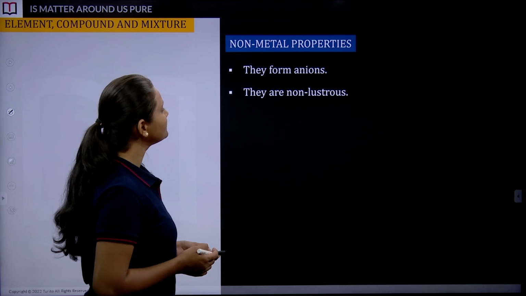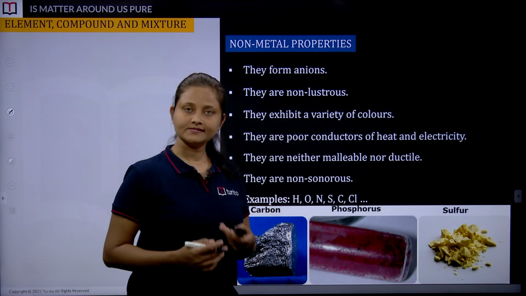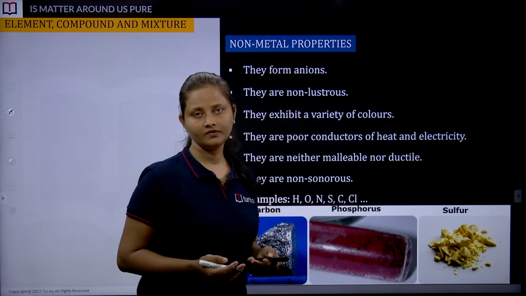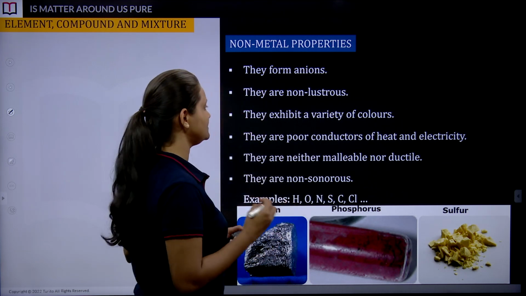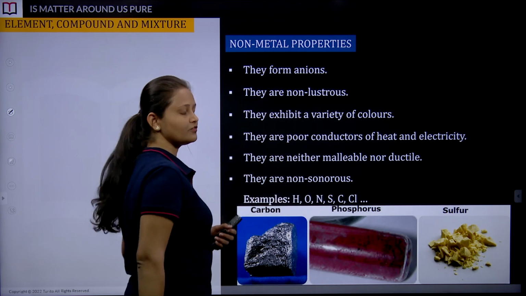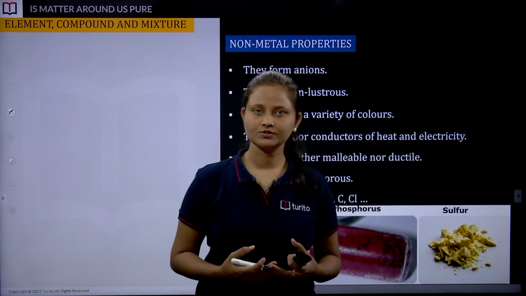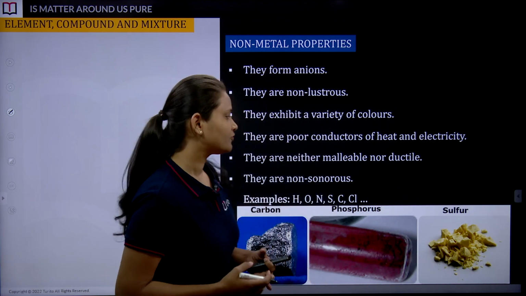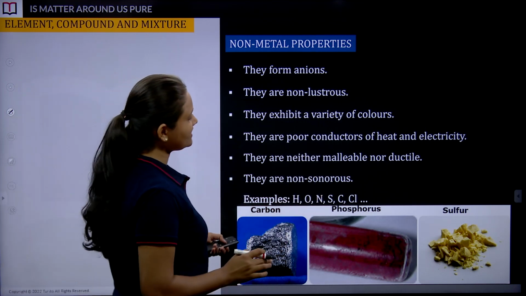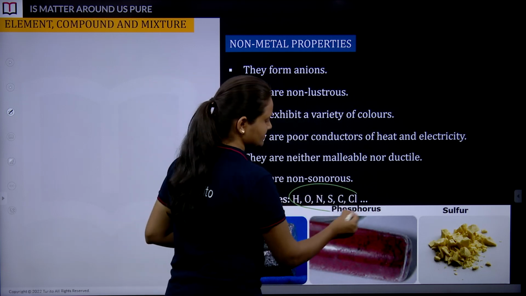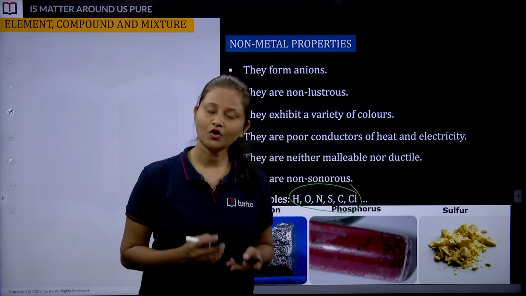Then we talked about what? Non-metals. Non-metals such as carbon, phosphorus, sulfur, nitrogen, oxygen. These are a few examples of non-metals, and we have seen some properties of non-metals. They are non-lustrous, they have a variety of colors, and they are not good conductors of heat or electricity. Again, we have studied that they are non-sonorous. These were some properties, and these are some examples of non-metals.